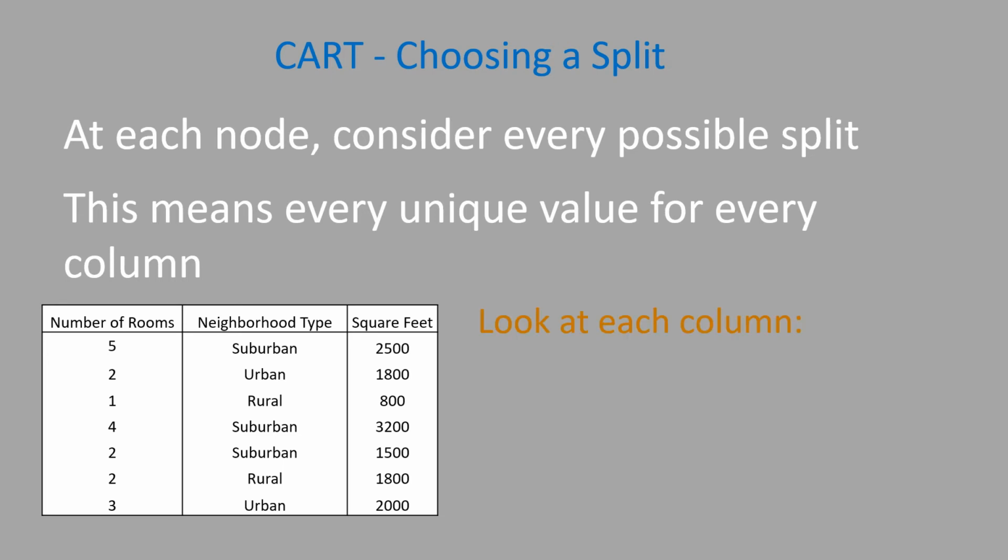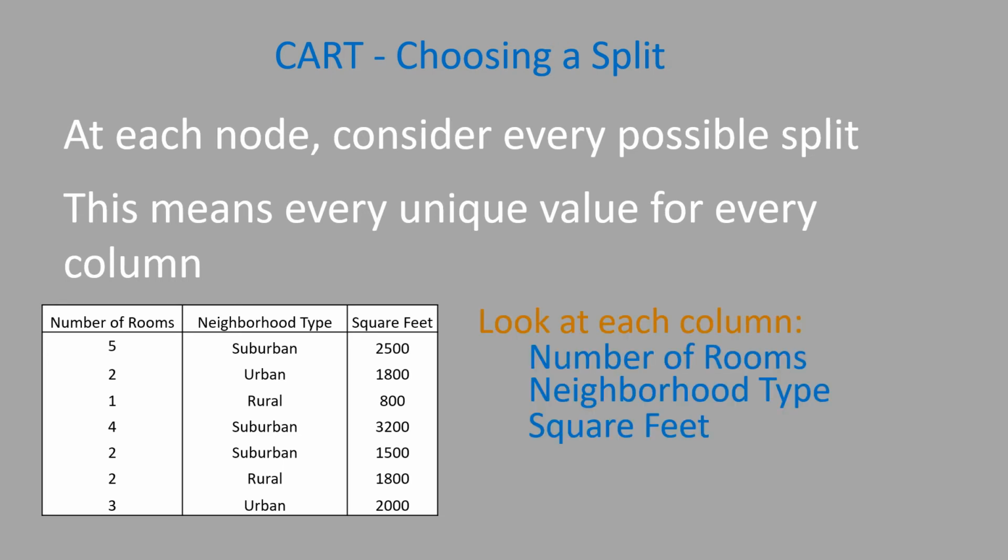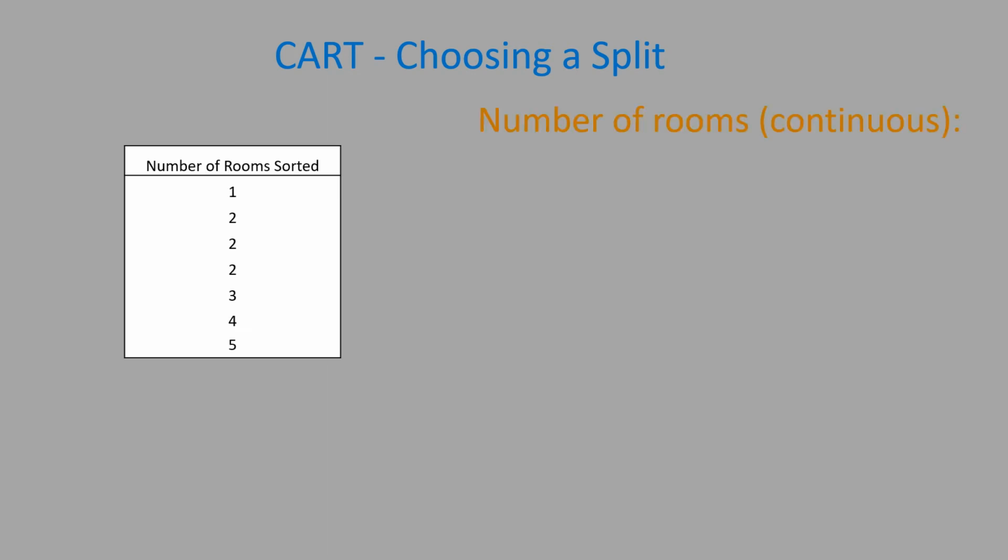So CART is going to look at each column, and it's going to look at each unique value of each column. So it's going to look at number of rooms, neighborhood type, and square feet and each of their unique values to see how well each of those splits the data. So we'll start by looking at the number of rooms. And here we're treating the number of rooms as a continuous variable.